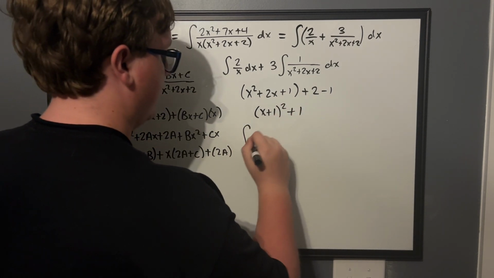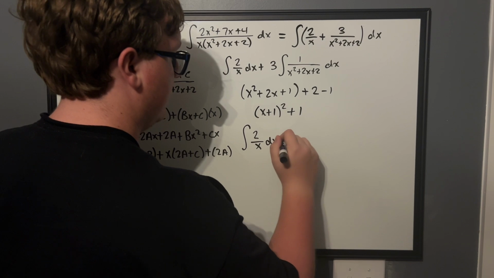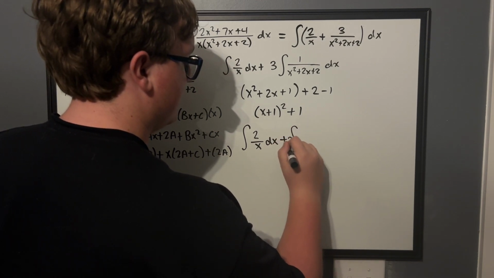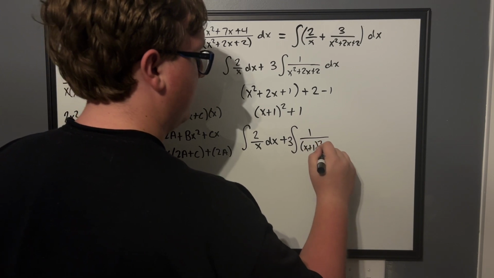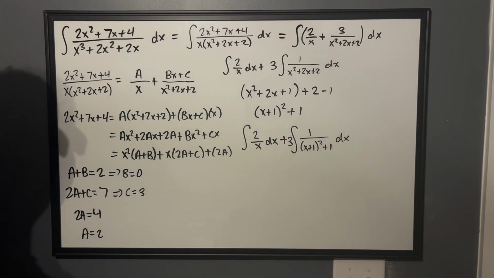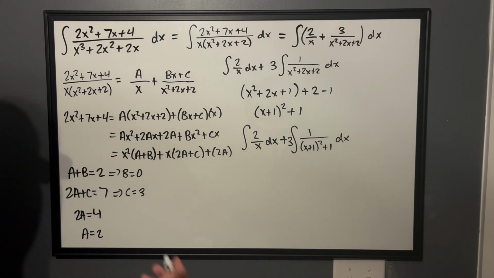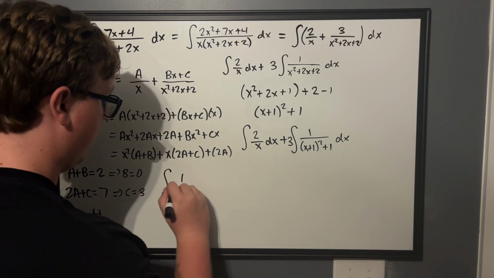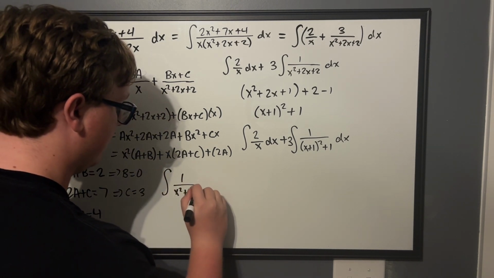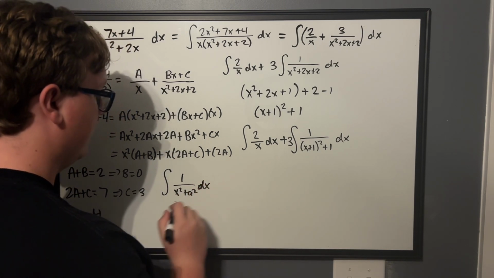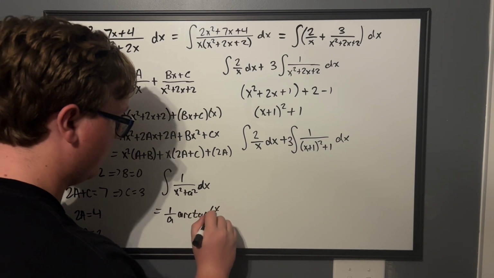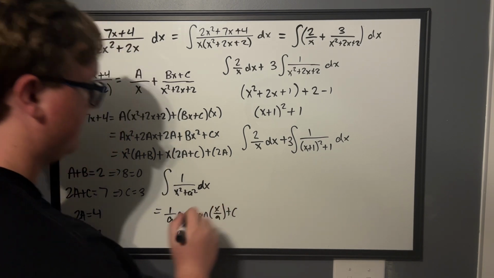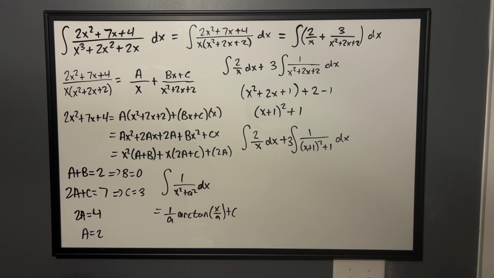So what we have is the integral of 2 over x dx plus 3 times the integral of 1 over x plus 1 squared plus 1 dx. Okay, now we want to remember our formula. So we had the integral of 1 over x squared plus a squared dx is always equal to 1 over a arctan of x over a plus c. That's going to help us out for that second integral. So that's why we wrote it back in that form. But we'll focus on the first one.